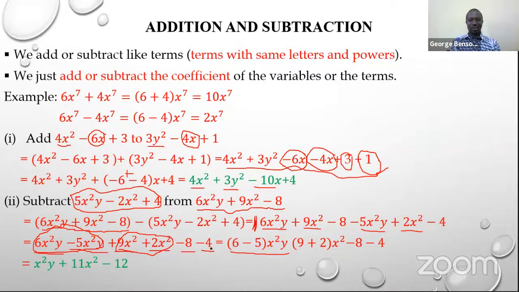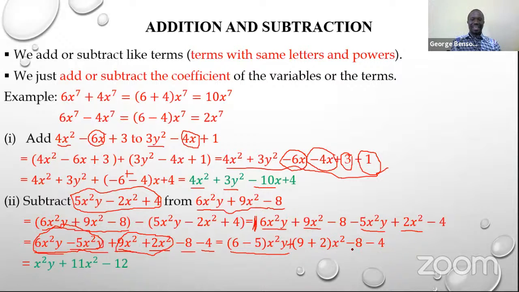They are adding, so we add them. Oh, okay. There should be a plus here. I think in my typing it was minus. So there should be a plus here. Is that okay? I'll edit before I put it on the page. So plus 9 plus 2. And I'm putting them in a bracket, and when I put the bracket, in the bracket I attach the variable to them. So in this case I have x squared y, in this case I have x squared.